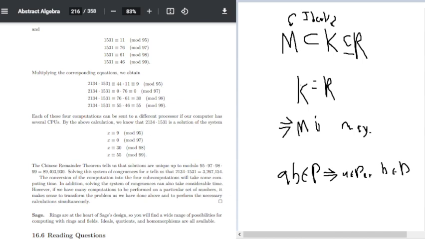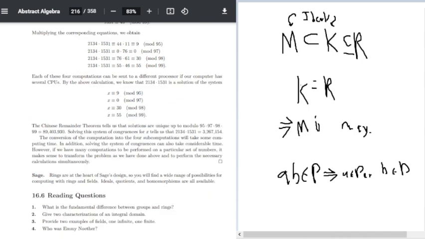The conversion of the computation into the 4 subcomputations will take some computing time. In addition, solving the system of congruences will also take considerable time. However, if we have many computations to be performed on a particular set of numbers, it makes sense to transform the problem as we have done above and to perform the necessary calculations simultaneously.